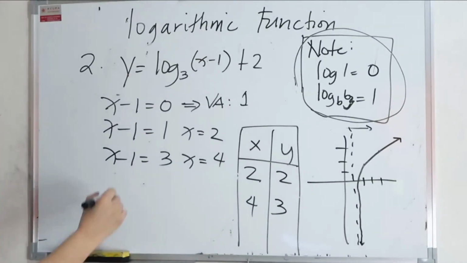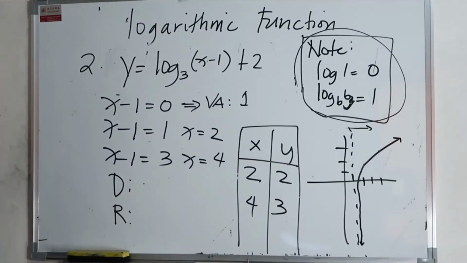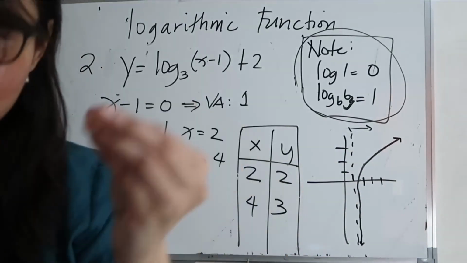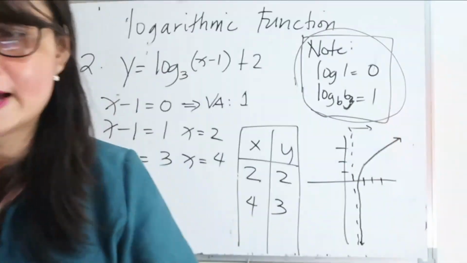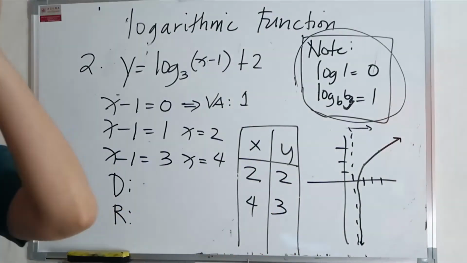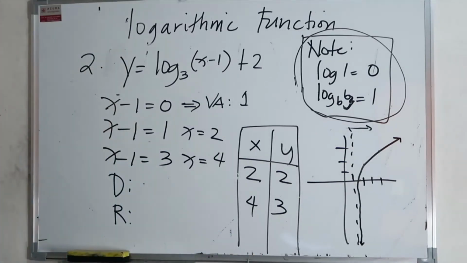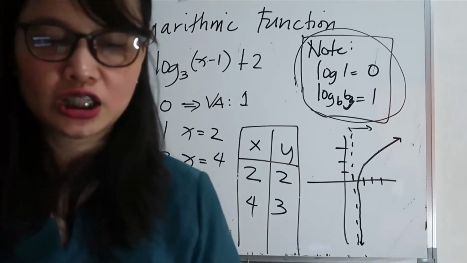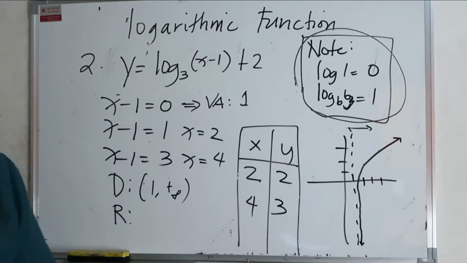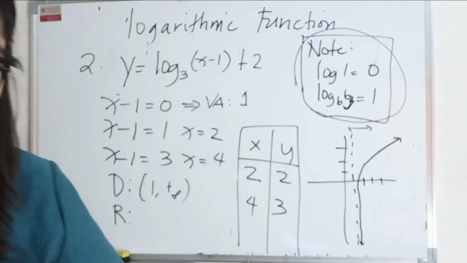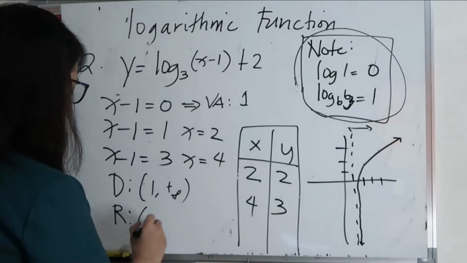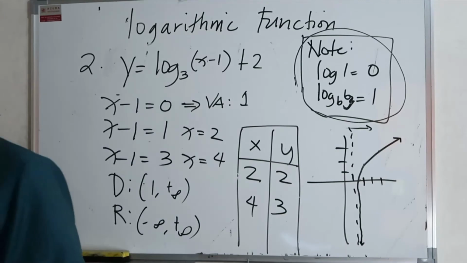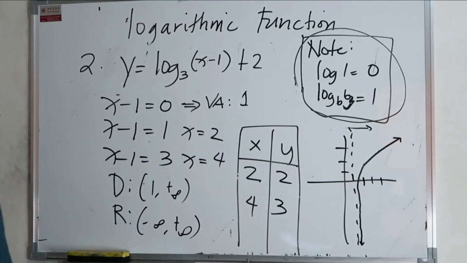So therefore, what is your domain based on the graph? Remember, your domain varies with whatever your vertical asymptote is. Okay, very good. So we have 1 to positive infinity. What about the range? As always, negative infinity to positive infinity. Any more questions? Is it clear, people?